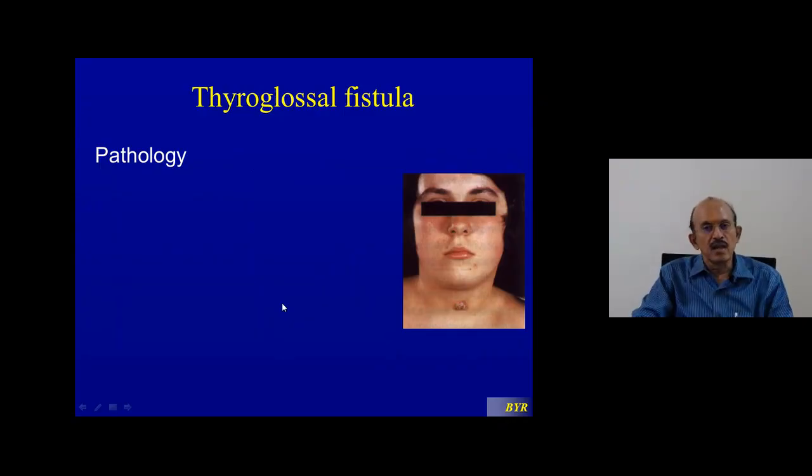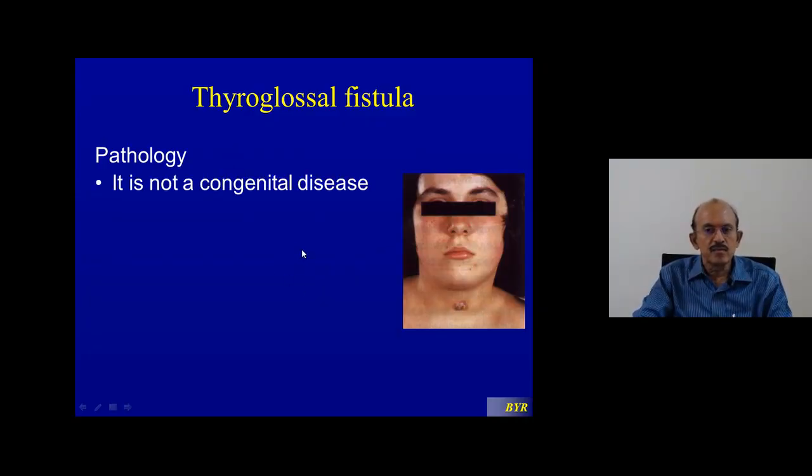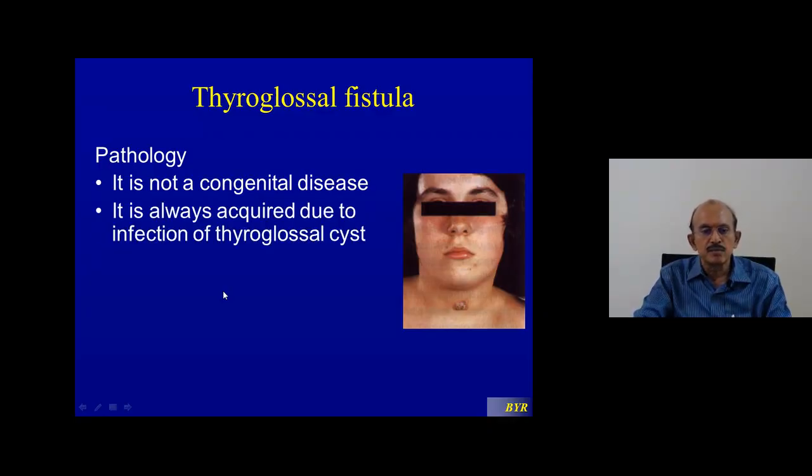So that is about the thyroglossal cyst. Then thyroglossal fistula. It is not a congenital disease. Already I told you, fistula is not due to a congenital problem. It is due to acquired infection of the thyroglossal cyst, forming an abscess, and the abscess bursting. It is always acquired due to infection of the thyroglossal cyst.